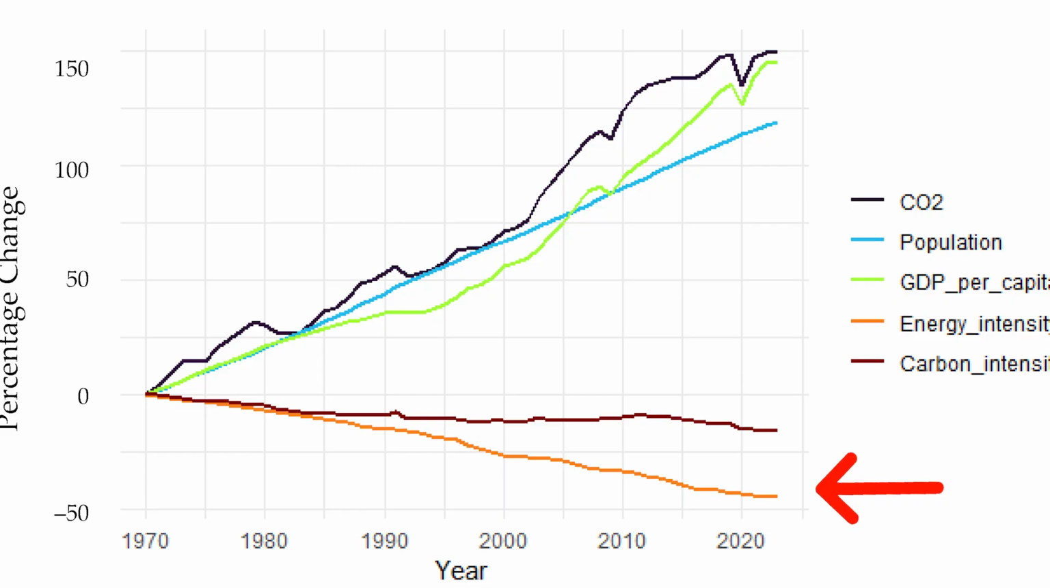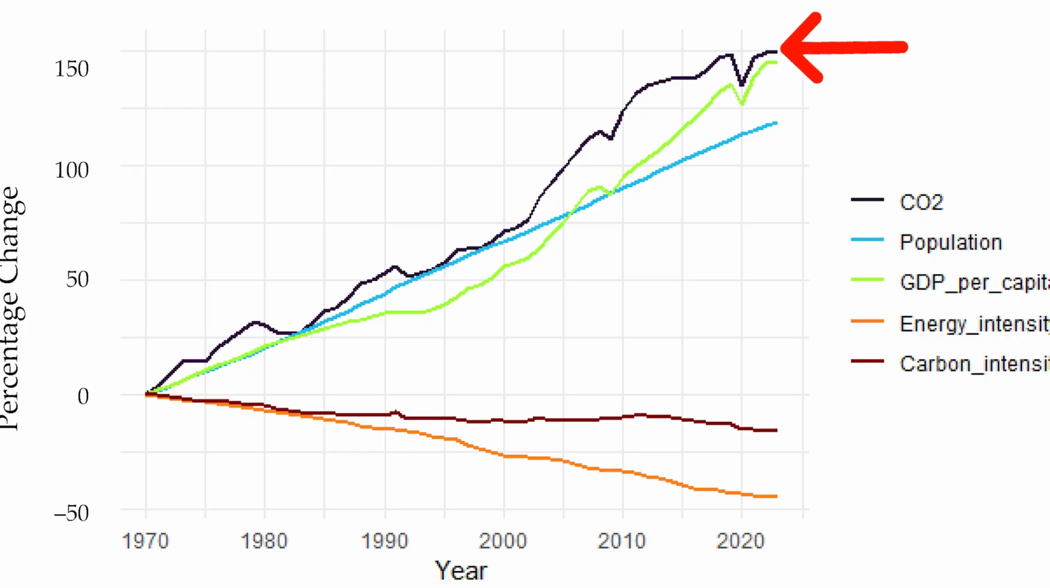On the flip side, energy efficiency has improved with better technology and regulation, reducing the energy intensity by 40%. And fuels have got slightly cleaner, particularly with the rise of renewable energy, and carbon intensity has dropped by about 15%. But when we put all this together, these smaller improvements in technology aren't keeping pace with the combined effects of population growth and rising standards of living. So CO2 emissions worldwide have risen by 150% since 1970.